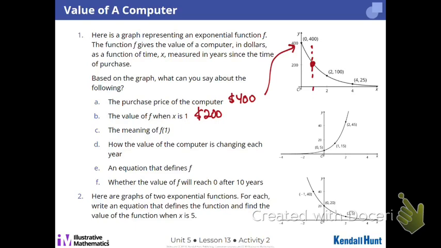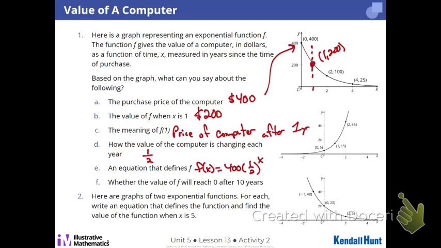Okay, that's good. So who can tell me what f of 1 means then, in context? JP? Price of computer after 1 year. Cool. And who can tell me how the value is changing each year? Sean? It's decreasing by 1/2 each year. Yeah, we've got a decay factor of 1/2. We found that right here when we found 1 is 200. Who can help me out with the equation that defines f? Maddie? There we go. Starting out at 400, going half each time.